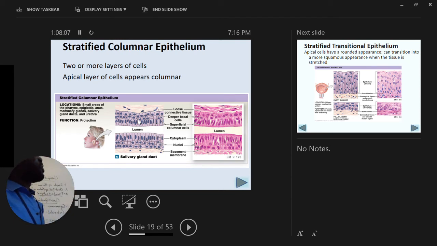Now, stratified columnar. From the word columnar, you know that they are going to be protecting, right? Stratified means that they have more than one layer. And you can see, are these cells columnar? What's the shape? These are cuboidal cells.